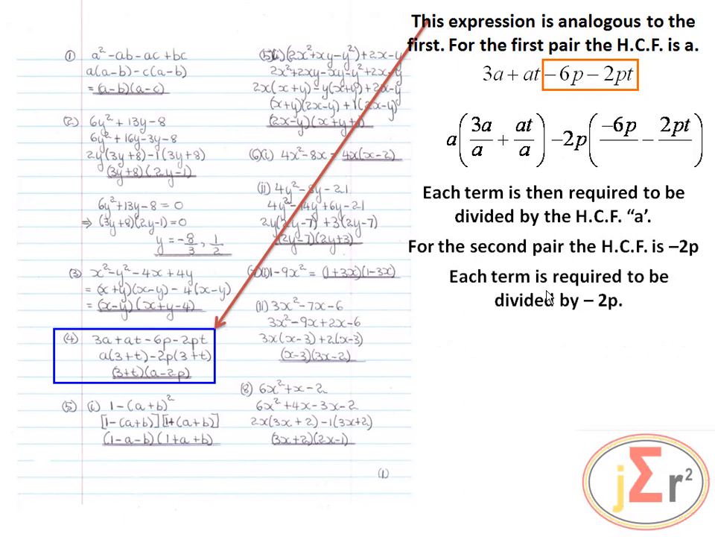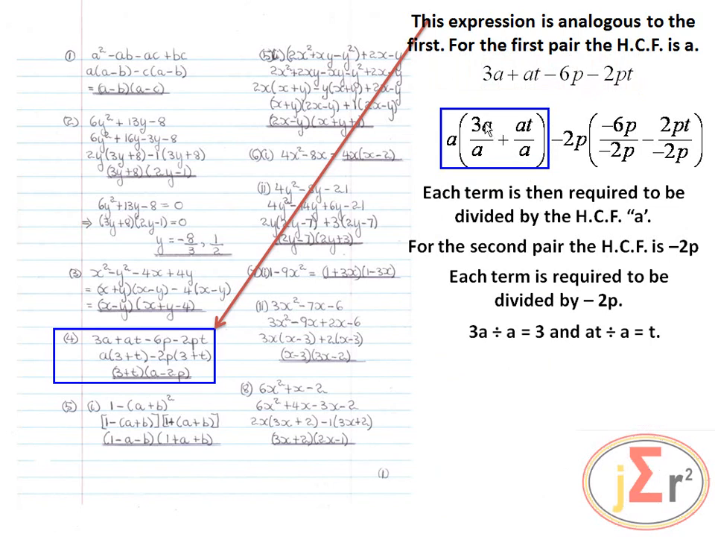Divide each term by the common factor, as usual. On this side, we can see the cancellation quite easily. Reducing by A, that one is pretty straightforward. So 3A divided by A, the A's cancel, 3 remains. AT divided by A, A cancels, the T remains. So we will have 3 plus T right there.